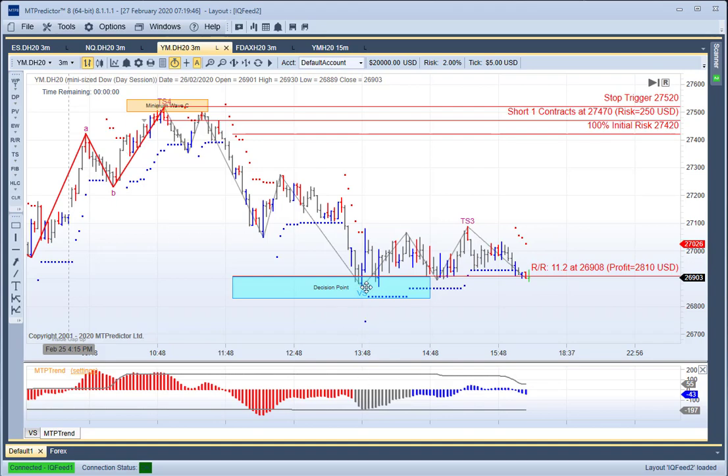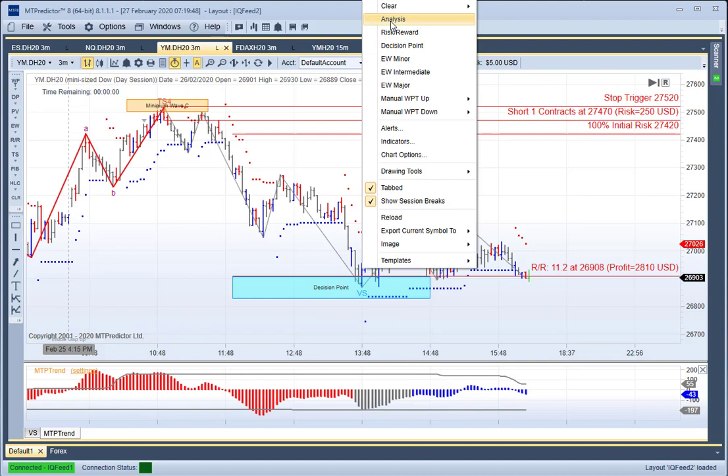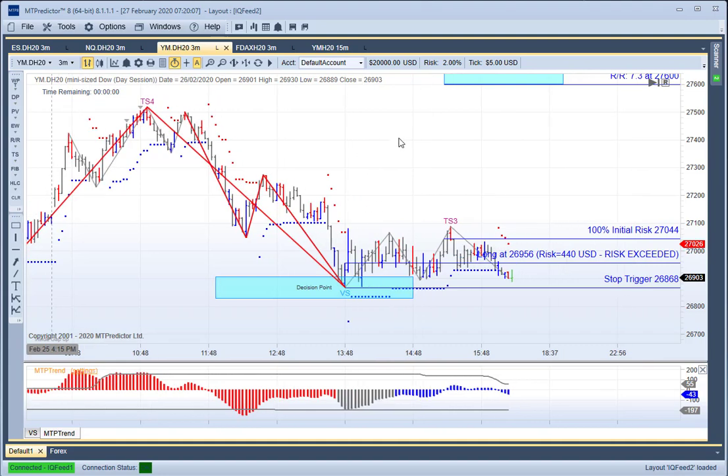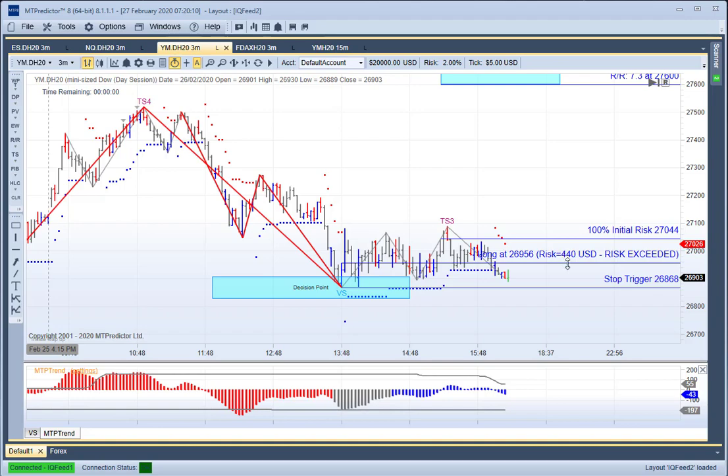There was also a VS buy setup here a bit later that basically went sideways, and that was the topic of our webinar for customers only yesterday. If you have a VS setup that chops sideways for a while, then at the very least you want to come out at break even. And as you can see here, even on a 2% risk on a $20,000 account, the risk was actually greater than 2%. You see that?